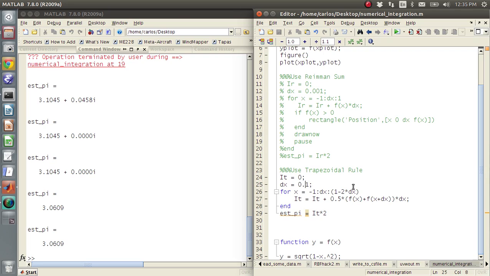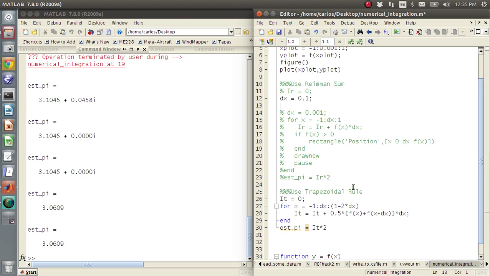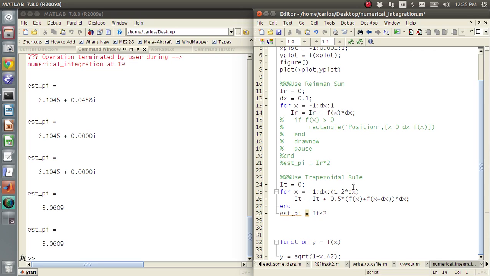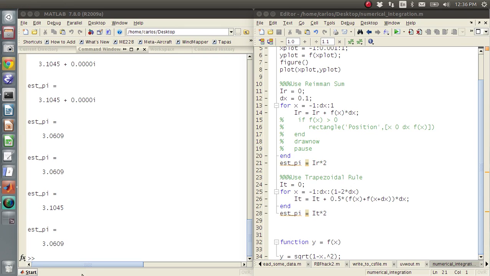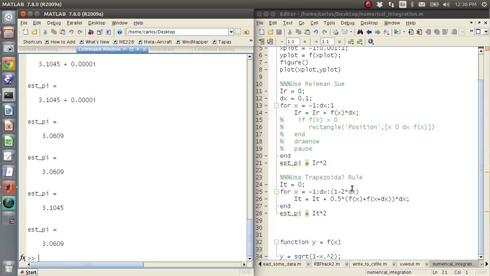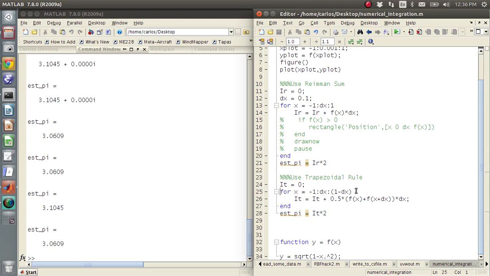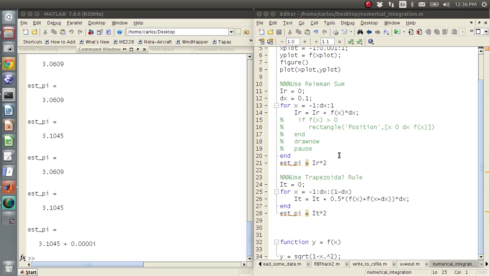So actually, let's do for comparison, let's put dx up here. Let's not plot this stuff here. And then let's look at the estimate of pi. So it looks like for right now, Riemann sum is doing better. And I think that's because of this minus dx here. So it looks like Riemann sum and trapezoidal rule are doing the same. Let's see. Let's pause it.